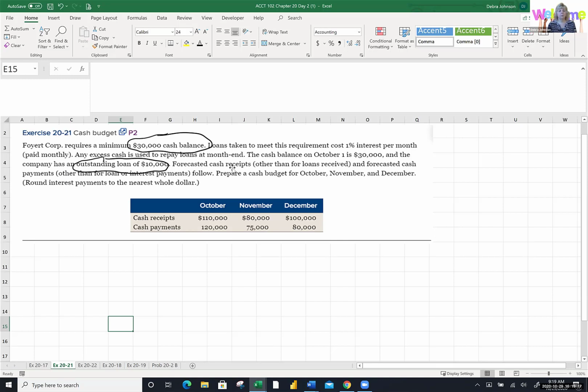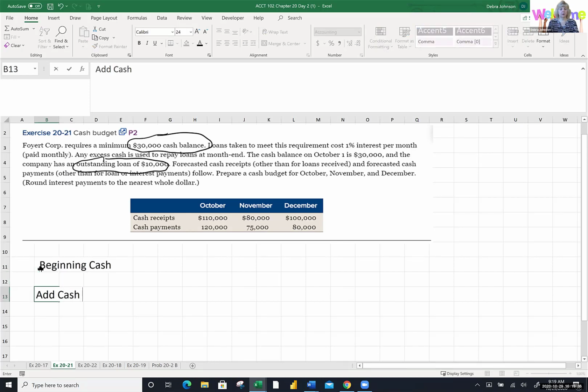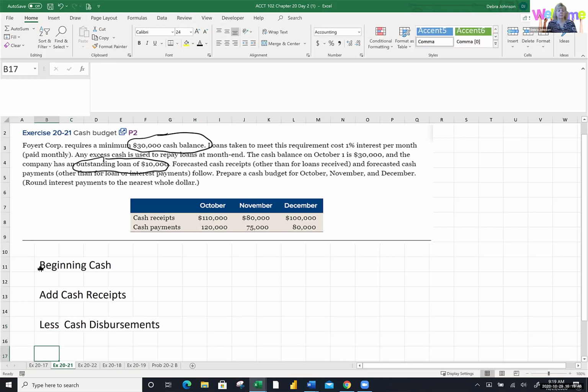So they give you forecasted cash receipts and they want us to do the same thing. So my hope in giving you a second one of these would be that all of a sudden, after doing one or two, you would get the hang of it. So we would start off with our beginning cash. And then once again, I'm going to add in my cash receipts. And I'm going to take out my cash disbursements. So just like our regular cash accounts, that's what our bank statement looks like basically.